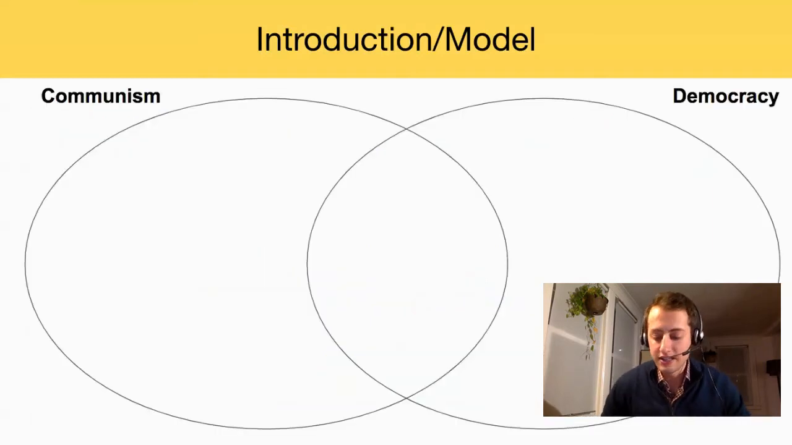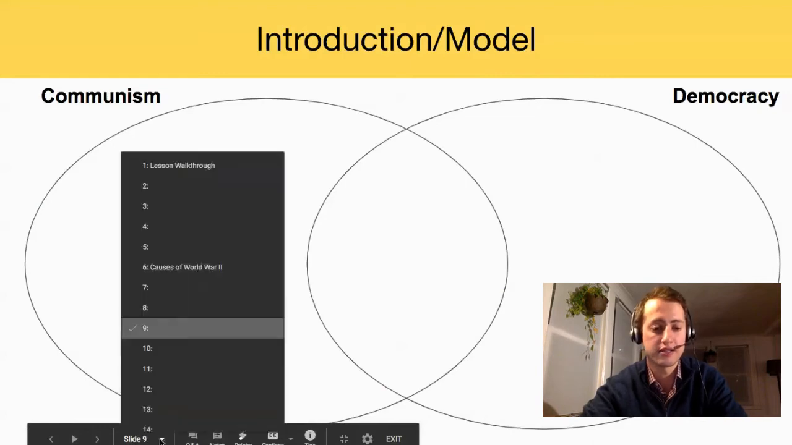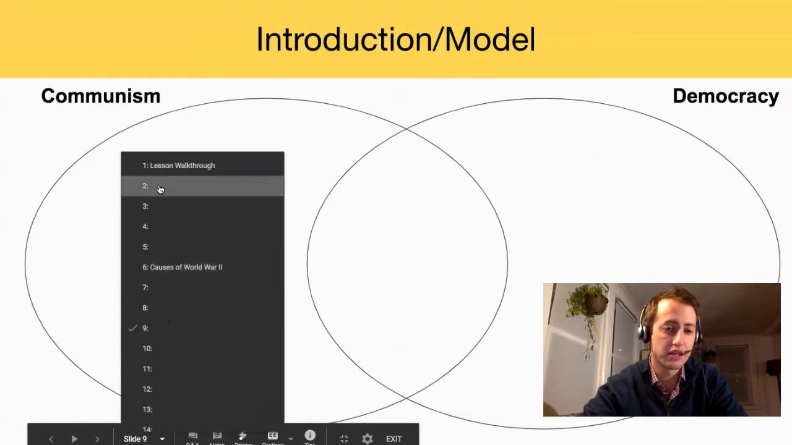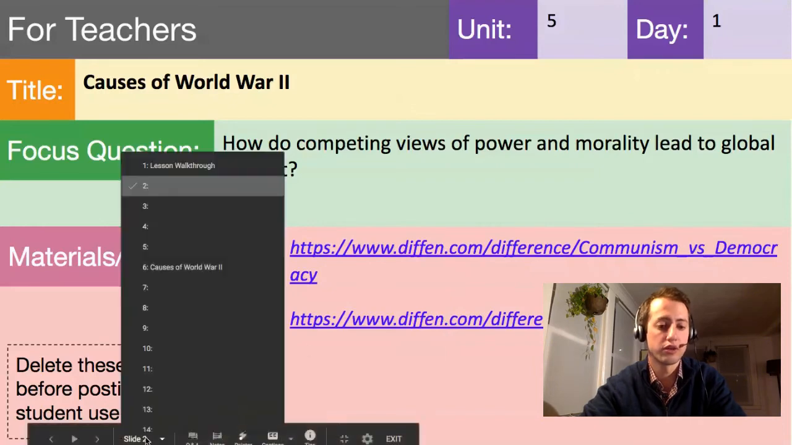This lesson is asking you to demonstrate creating a Venn diagram for communism and democracy. The article for you to use, which is very similar to the article that the independent work asks for, is back at the beginning of the lesson. Right here on the first slide, you'll see the article link for communism versus democracy. And this second article is for the students when they're completing their own work.